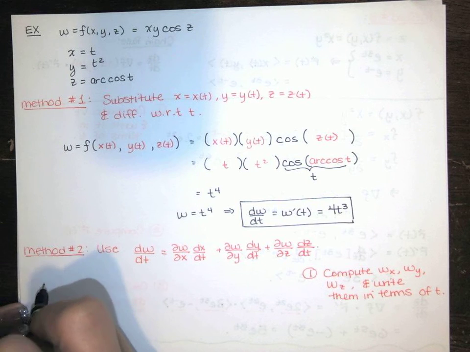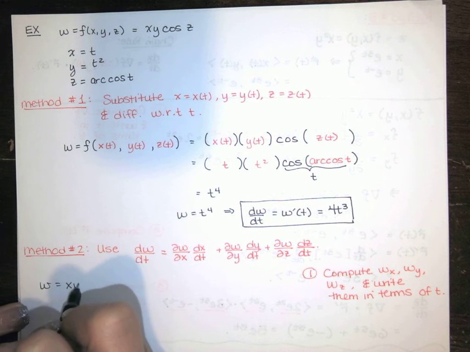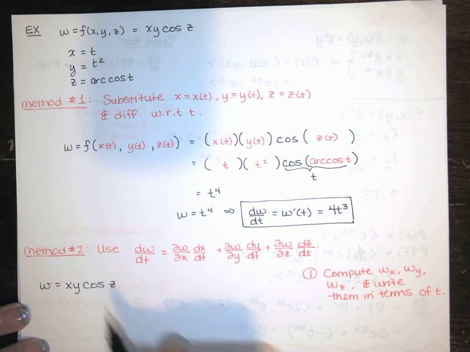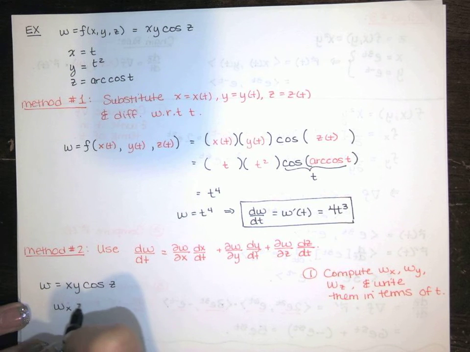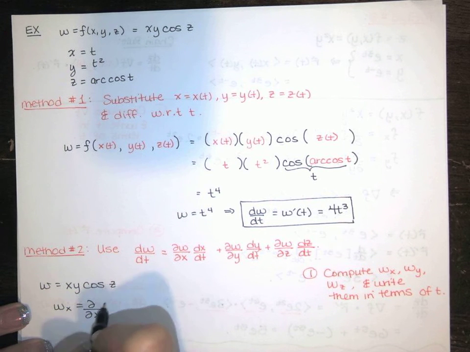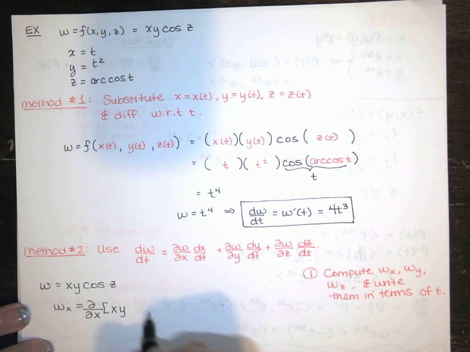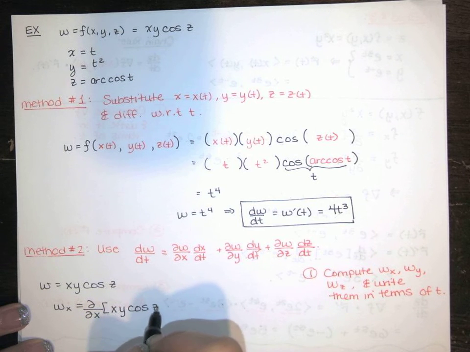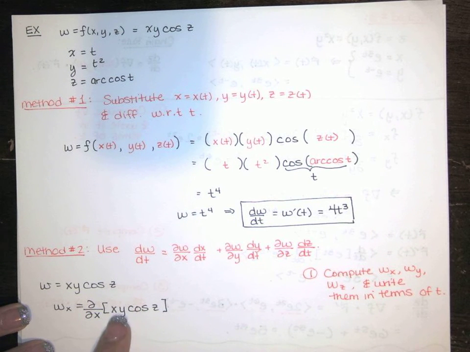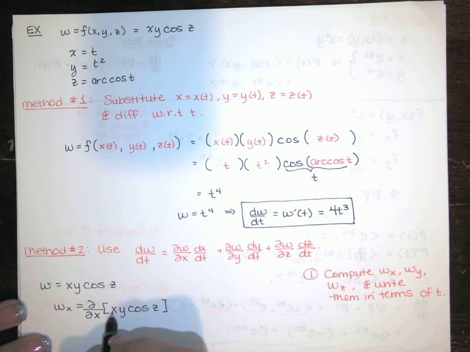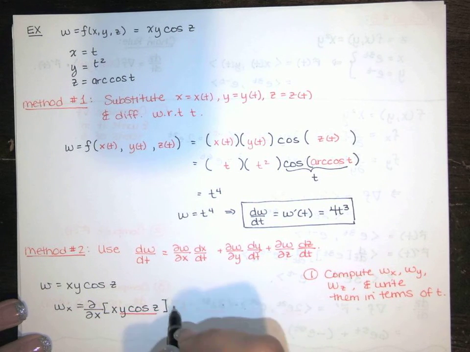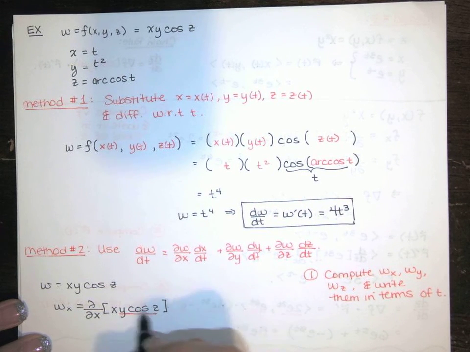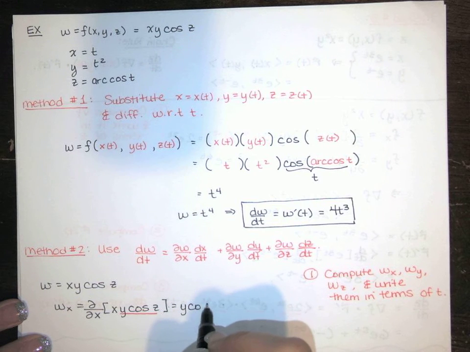Okay, so w was xy times cosine of z. Partial of w with respect to x, it's partial with respect to x of xy cosine of z. This is basically a constant times x, because remember, we're treating y and z as constants and we're differentiating with respect to x. The derivative of a constant times x is just the constant. So I'm just going to get that constant back, y cosine of z.